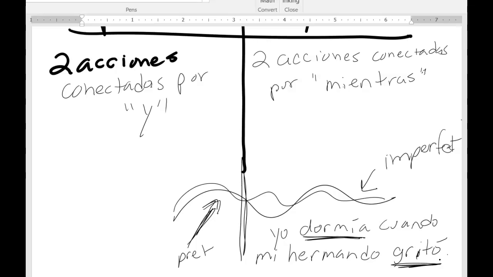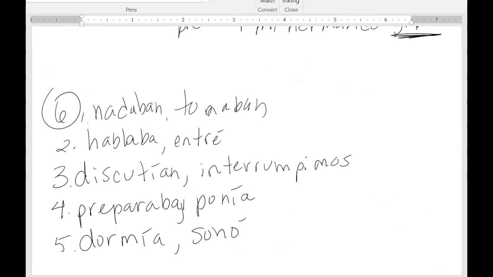We did actividad 6, which I'll put the answers up in a second. Actually, why don't you guys do actividad 6, and then I'll put the answers up. So pause this. Okay, so you should be checking your answers as you go.